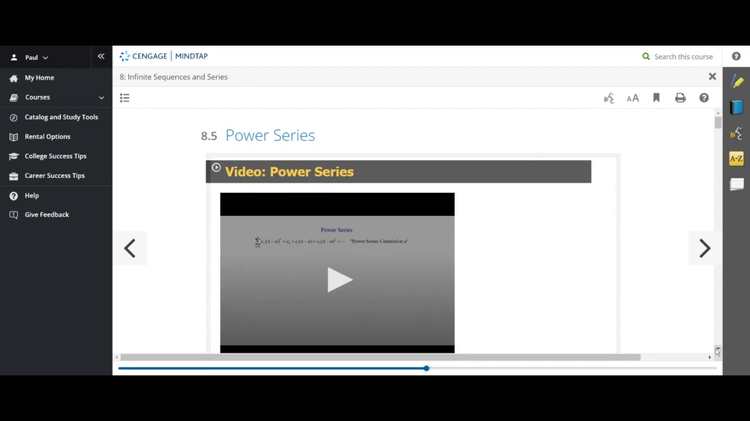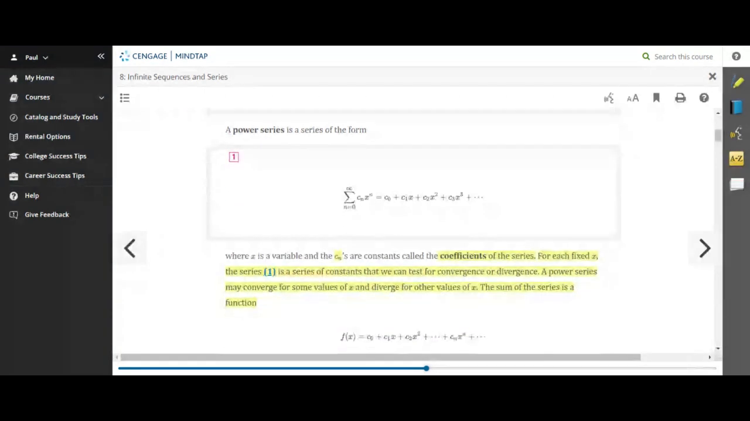All right, well, let me go down here a little bit. All right, so a power series is a series of this form. So you see, it's a summation, it's an infinite series, but the terms have the variable x in them. The terms have the variable x. So we call that a power series. The C sub n's are the coefficients of the series.